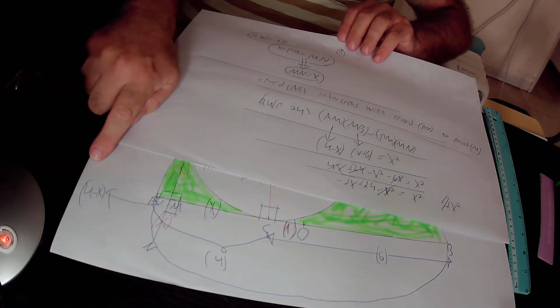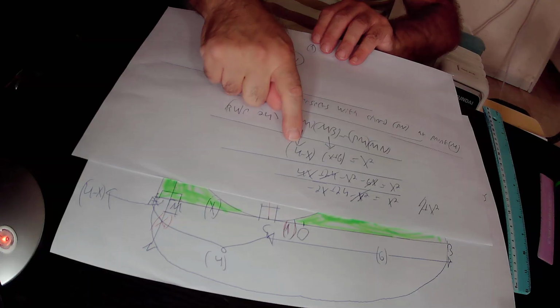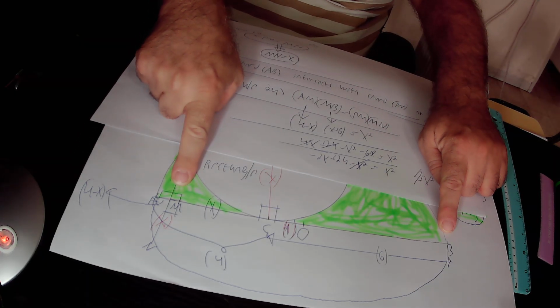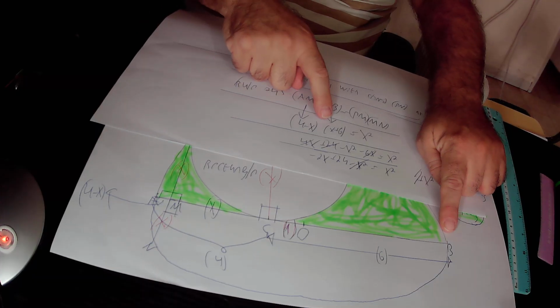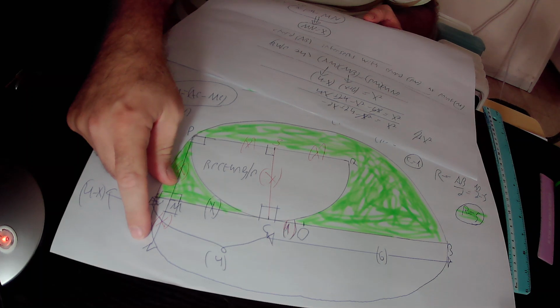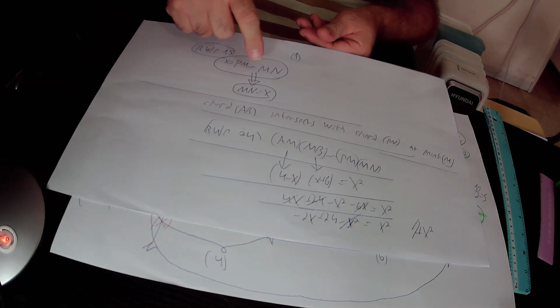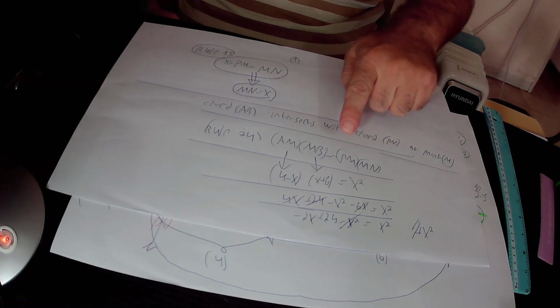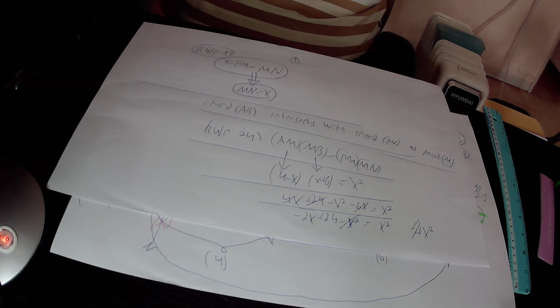AM equals 4 minus X, so we substitute AM by 4 minus X. MB in total equals X plus 6, so we substitute MB by X plus 6. And it equals PM times MN. PM is X, and MN is also X, so PM times MN is X times X, which is X squared. So in total, 4 minus X times X plus 6 equals X squared.